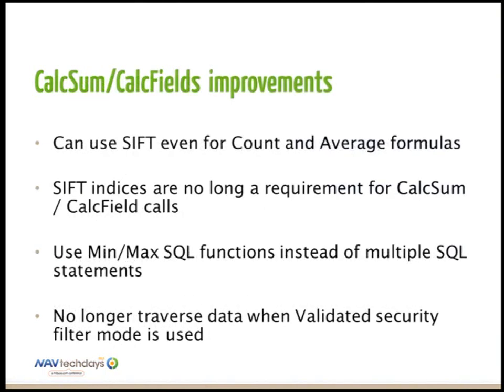We made some improvements to how CalcSums and CalcFields work internally. They can support more, they can use SIFT for more different calculation types like count and average. And we've actually decoupled the requirement to have a SIFT index from CalcSum and CalcFields, which means that you don't necessarily have to define a SIFT index in order to do a CalcSum request. We use min and max SQL functions now instead of trying to find the lesser value through multiple statements in SQL.